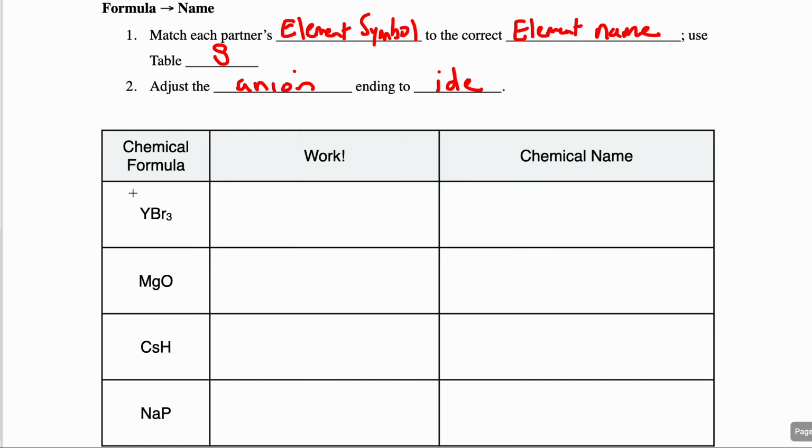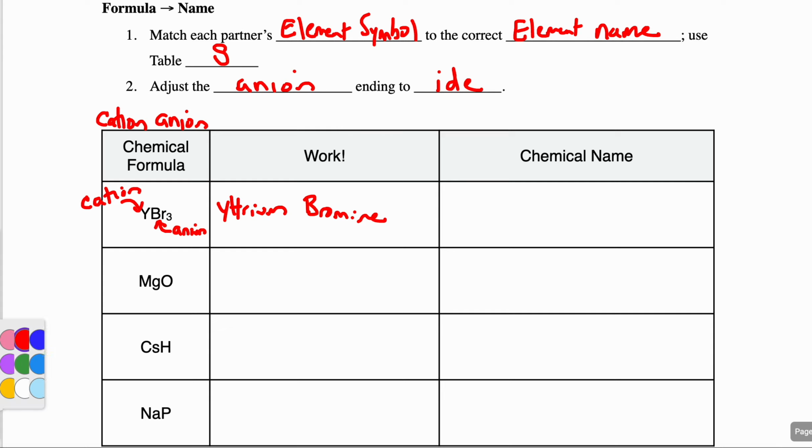So let's take a look here. We have this chemical formula YBr3. So our first symbol is the Y, and it functions as the cation because it's first. So chemical formulas, the way that they're written, symbol to symbol, left to right, is cation followed by anion. So when we go to table S, we find that Y stands for yttrium. And then Br, being the second symbol in the formula, it functions as the anion. Br, according to table S, is bromine. But we have to adjust the anion's ending to ide. So that means that instead of saying yttrium bromine, we have to eliminate the INE and replace it with an IDE. So the chemical name of YBr3 is yttrium bromide.